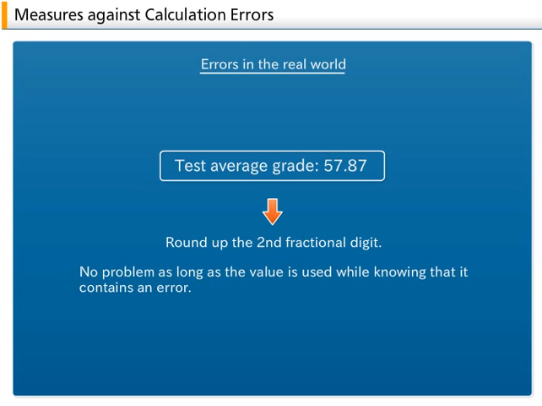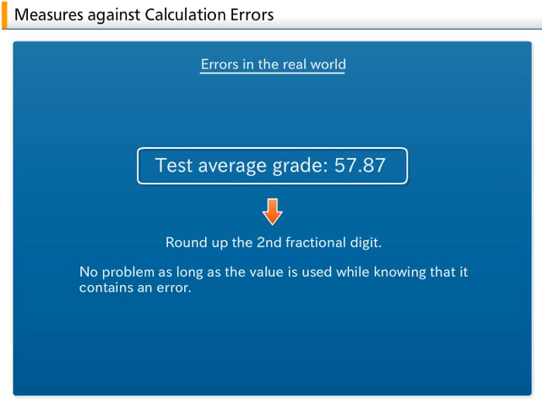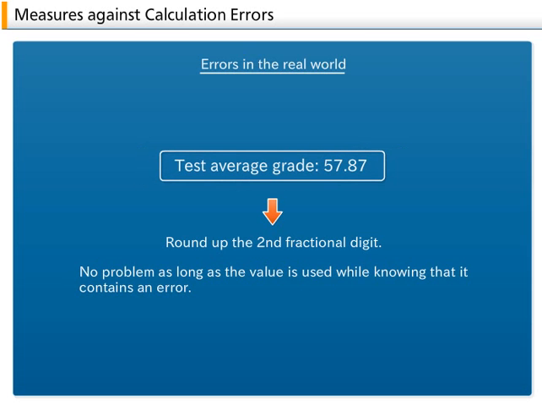Measures against calculation errors. In the real world, no matter how precise a measuring device we use in measuring length, weight and other standards, there will still be errors. For example, if we measure a staff at 15.6 centimeters, we may find that the true length is 15.2595 etc. centimeters.